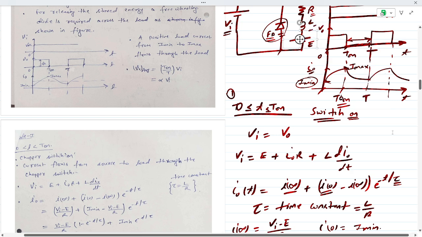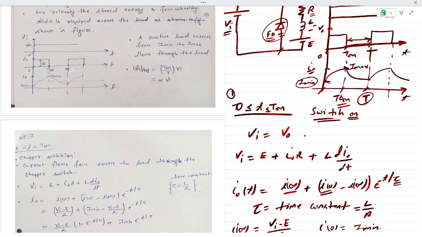When we use a small size of inductor, it will dissipate all its energy before coming to this point. Somewhere here it will dissipate all its energy. So what about the rest of the time? The current will be zero. That is the case of discontinuous conduction, which we will see in the next video.